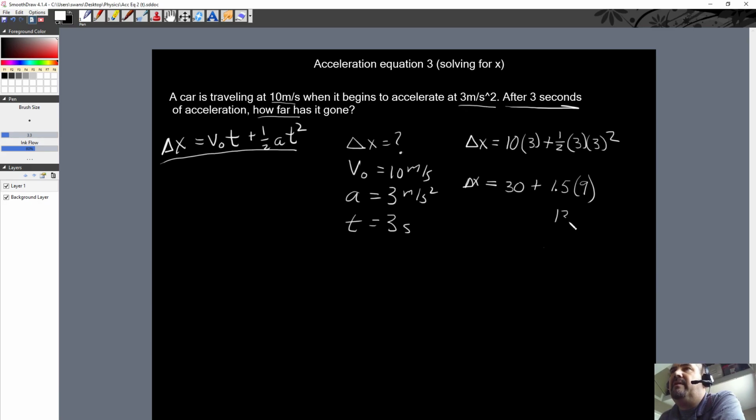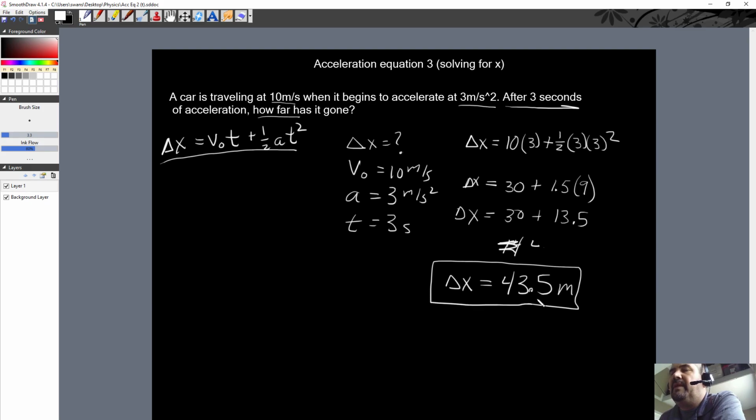So this over here is 13.5 plus 30 is equal to delta x. Let's go ahead and add those up, and I get... whoops, let me write it down here. 43.5 is equal to delta x, and that's 43.5 meters. There we go, and that's the answer. That's all there is to it. It's just a little bit of algebra, and it's nothing crazy.